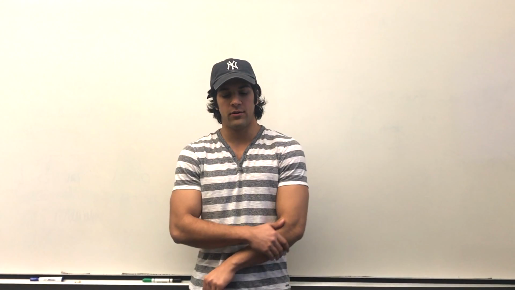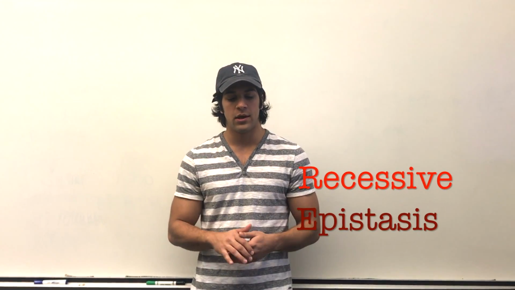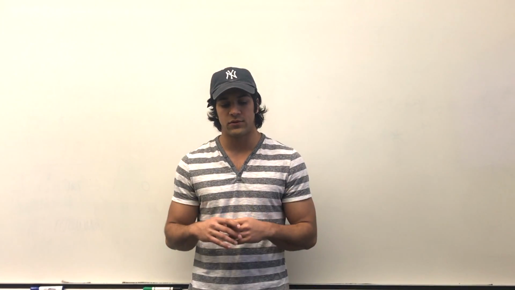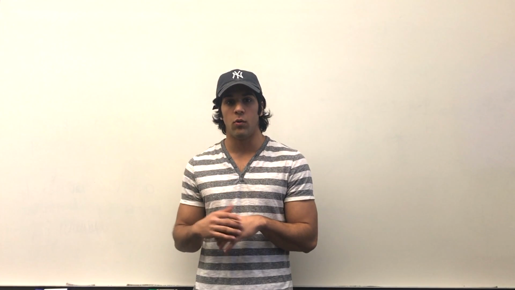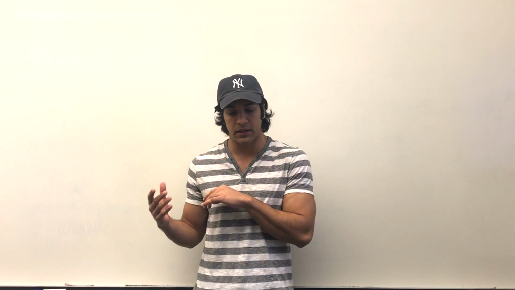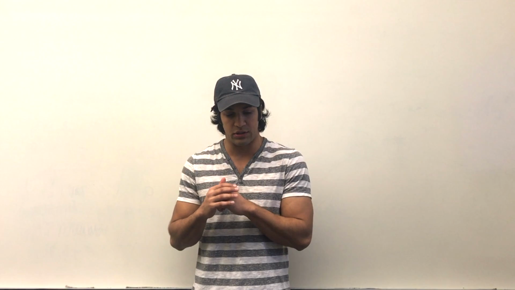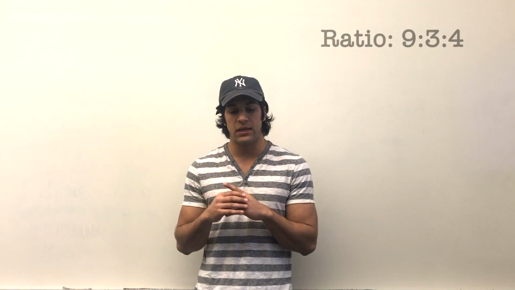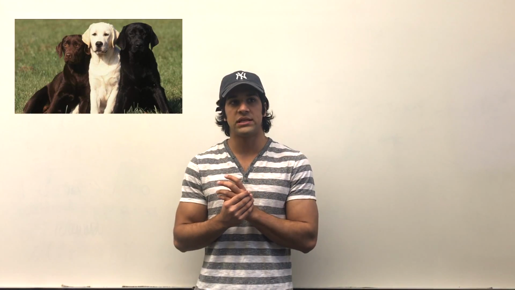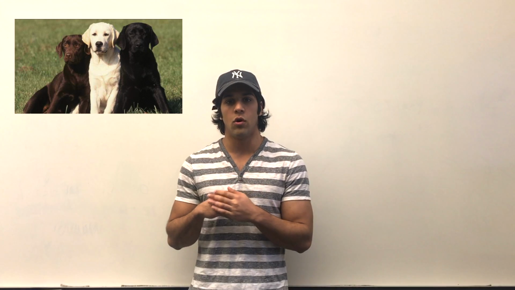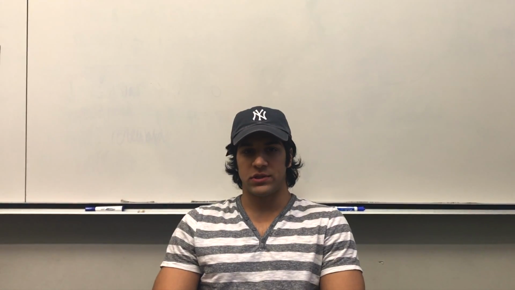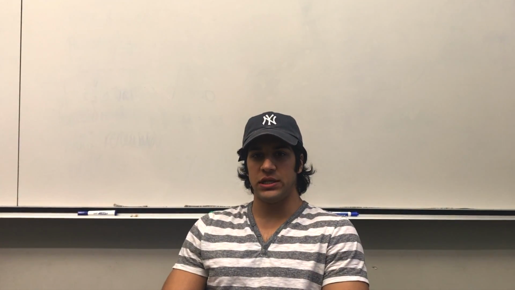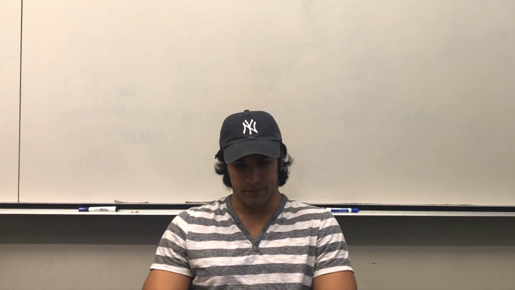Okay, so I'm going to be talking to you guys about recessive epistasis. Recessive epistasis refers to recessive alleles at one locus masking the phenotypic expression of the other gene locus. The ratio for recessive epistasis tends to be 9:3:4. And an example of recessive epistasis is seen in Labrador coat color.